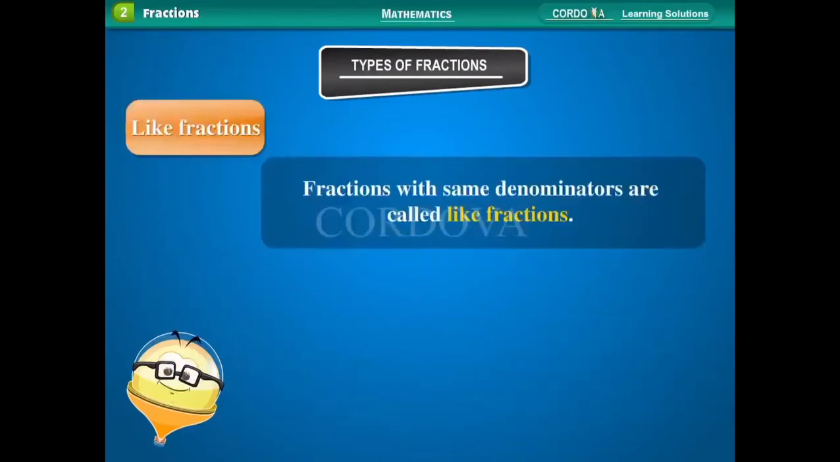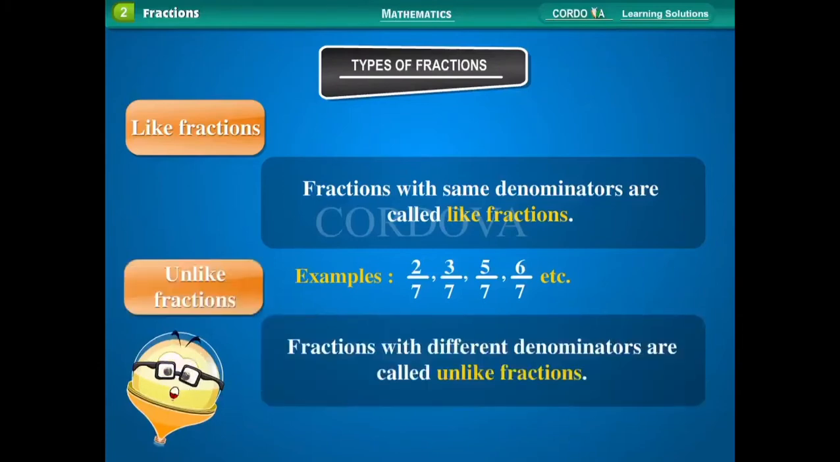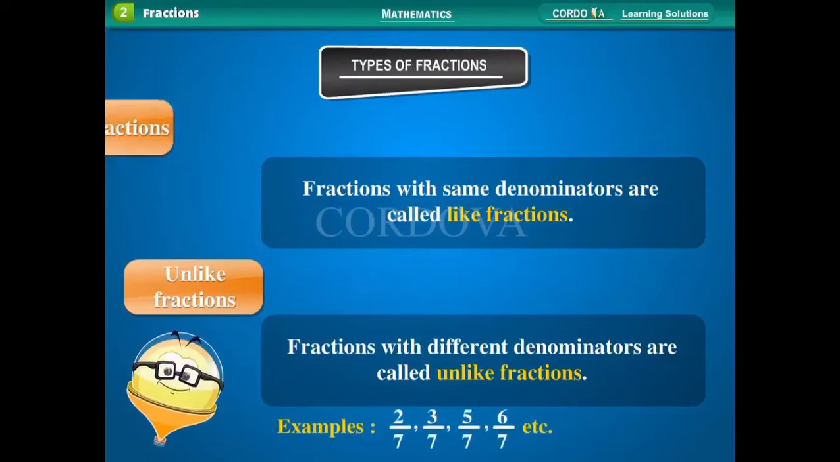Like fractions. Fractions with the same denominators are called like fractions. Examples: 2 upon 7, 3 upon 7, 5 upon 7, 6 upon 7, etc. Unlike fractions. Fractions with different denominators are called unlike fractions. Examples: 1 upon 2, 5 upon 7, 4 upon 9, etc.